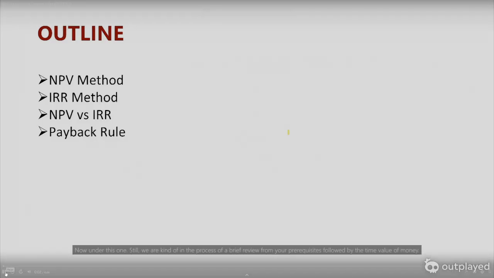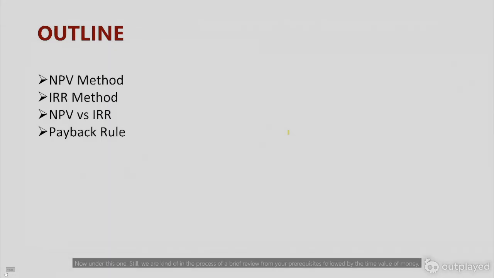Now, under this one, we are still in the process of a brief review from your prerequisites, followed by the time value of money, what we did last week. So in this chapter, we're going to focus on these two rules: net present value and the internal rate of return.